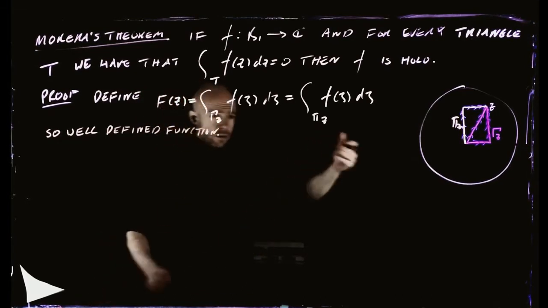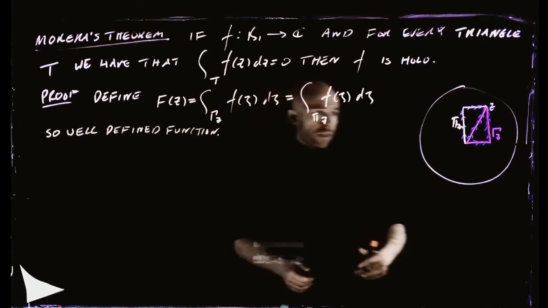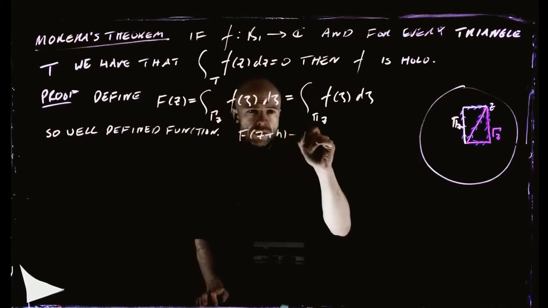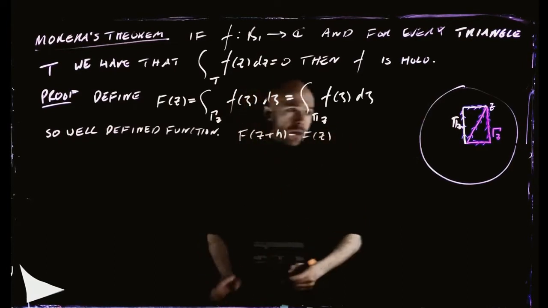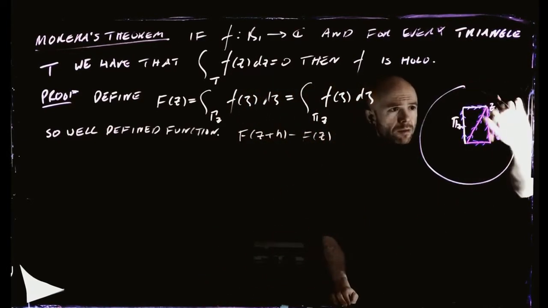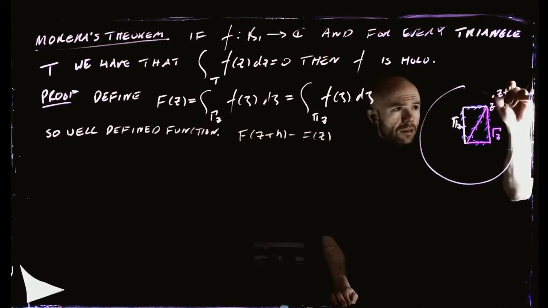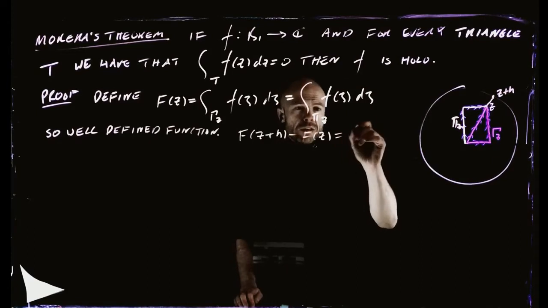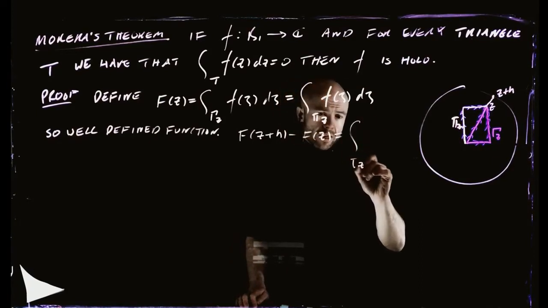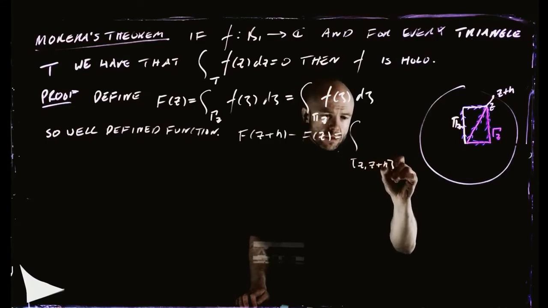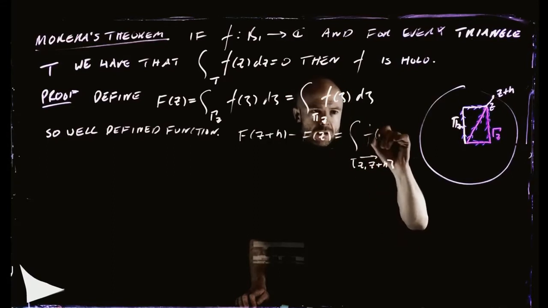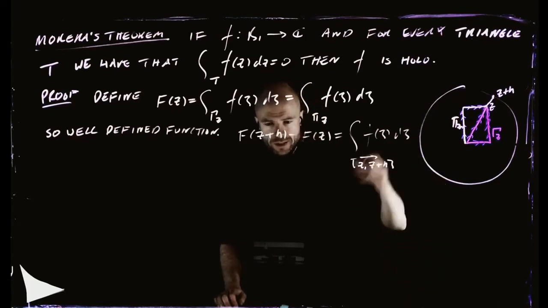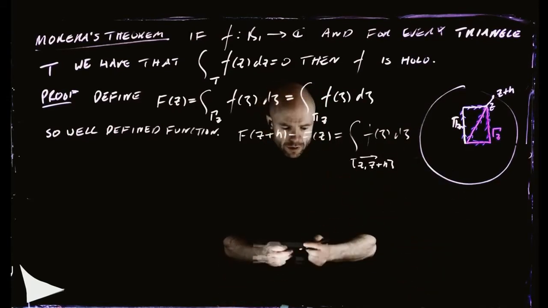And exactly the little argument I just sketched means that if you consider F of z plus h minus F of z, this argument, which was the argument we saw before, means that this thing is going to be exactly the same as the integral over the line segment from z to z plus h, like this. And this was breaking things down into triangles. We did this argument before.